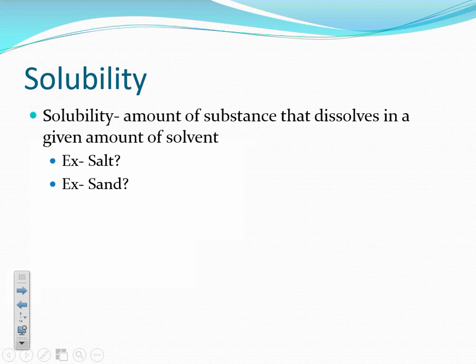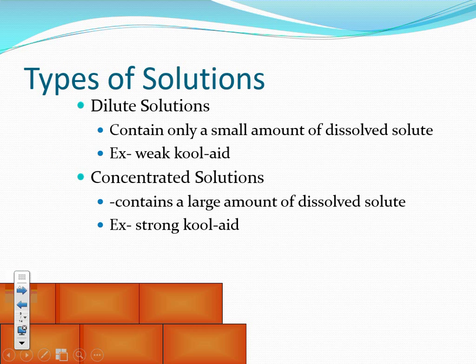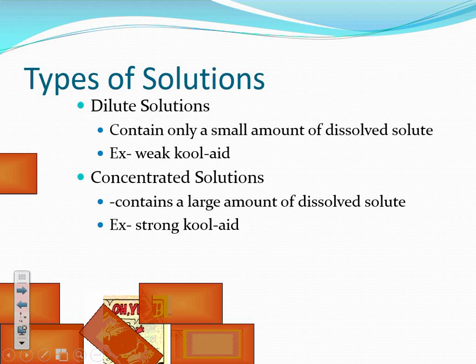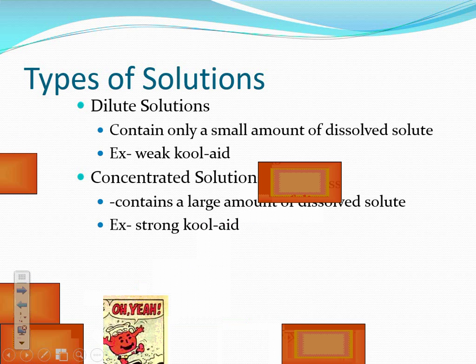So solubility is the amount of substance that dissolves in a given amount of solvent. So salt versus sand. Salt is going to dissolve in water. Sand is not. So types of solutions. There are dilute solutions and there are concentrated solutions. So dilute, they contain a small amount of dissolved solute. Think of really weak Kool-Aid or really weak lemonade. Those would be dilute. Concentrated contains large amounts of dissolved solute. So think really, really strong Kool-Aid or really, really strong lemonade. For those of you who remember the Kool-Aid man.